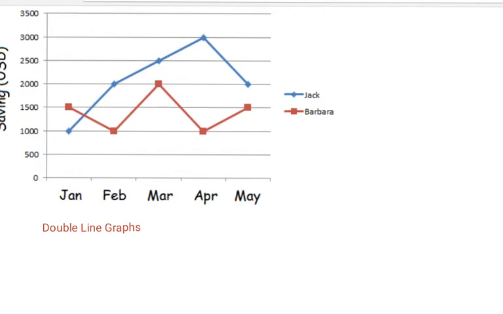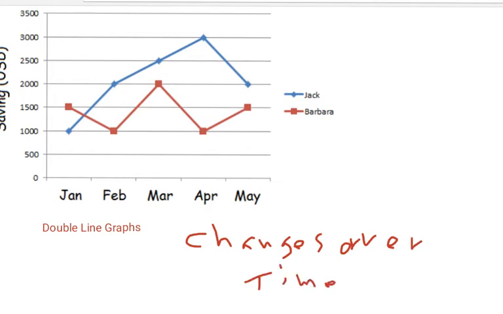This is an example of a double line graph. Line graphs always show changes over time, so just keep that in mind: changes over a period of time. The bottom of the double line graph, or even a single line graph, is going to be some unit of time, in this case months: January, February, March, April, May.